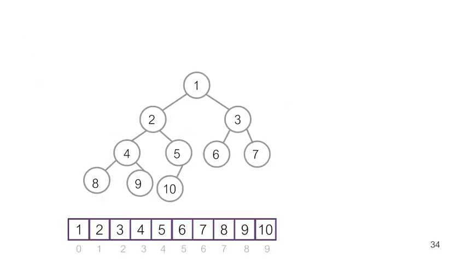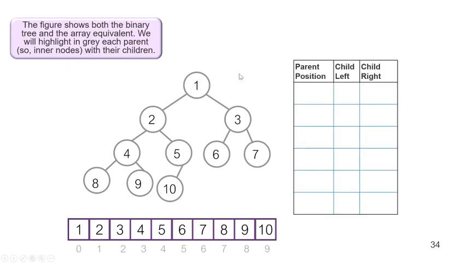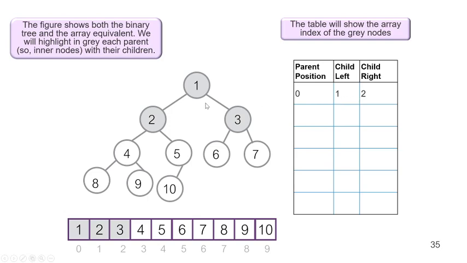So let's have a look at an example. This figure shows both the binary tree and the array equivalent. We'll highlight in grey each parent, so inner nodes with their children. If we were to start at element 0, index 0 I should say, with our array implementation, then the left child would be 1 and the right child would be 2. Right, so that would be their positions in the array. This would be position 1, position 2 down here.